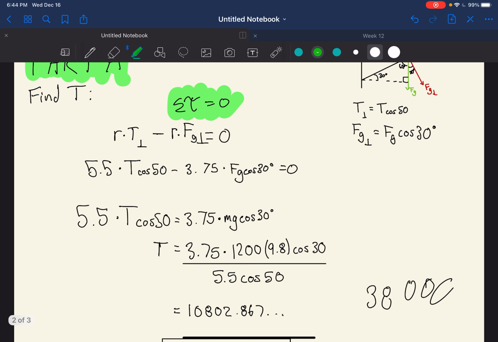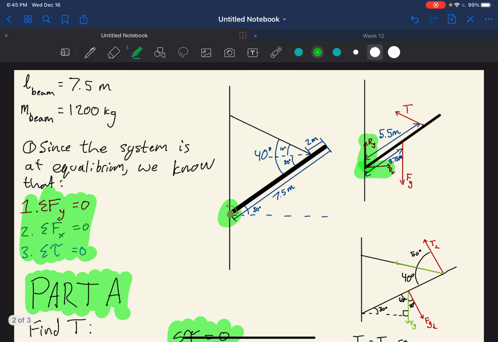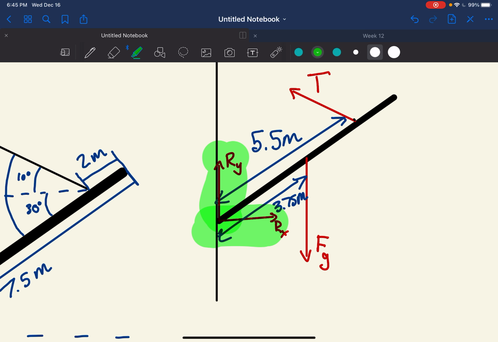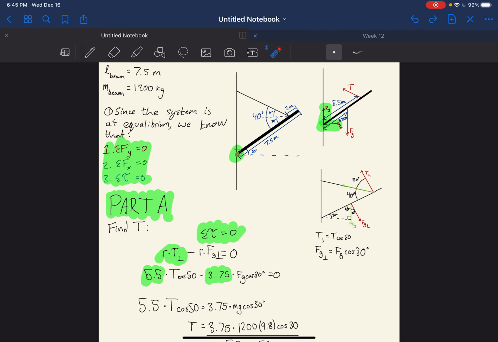So the R and the tension perpendicular, minus R and F_G perpendicular, is equal to 0. The 5.5 and the 3.75 here I found using this. We know that the 7.5 minus the 2 is equal to 5.5 meters. And the force of gravity is at the center of gravity, or center of mass, so that's in the middle. So 7.5 divided by 2 is 3.75.